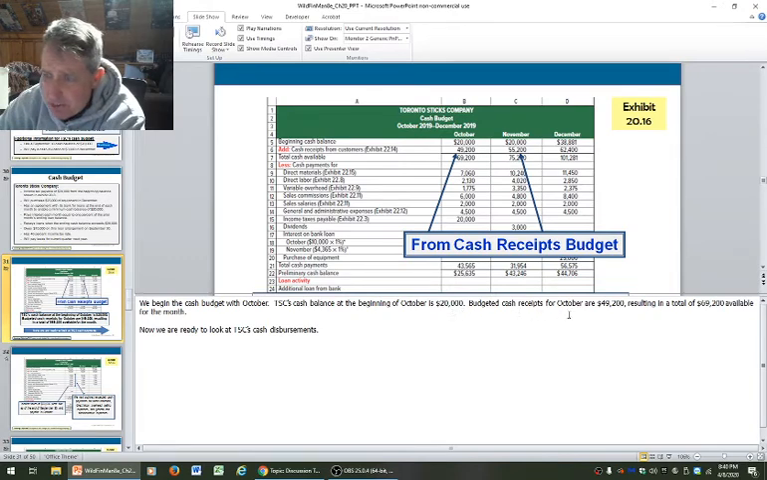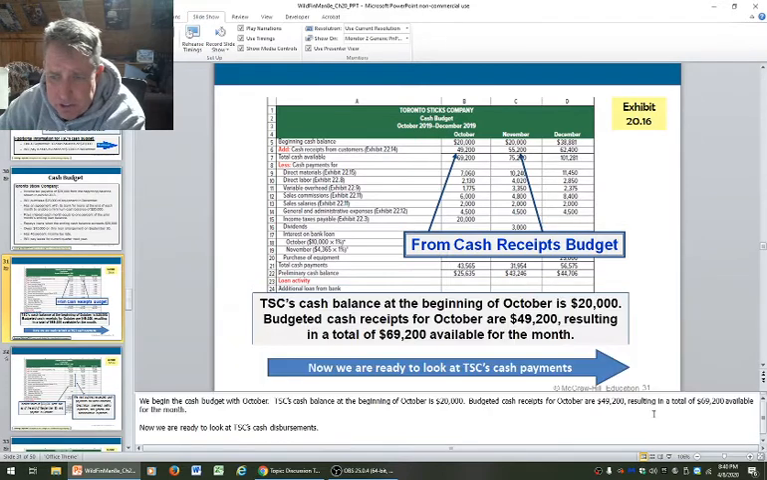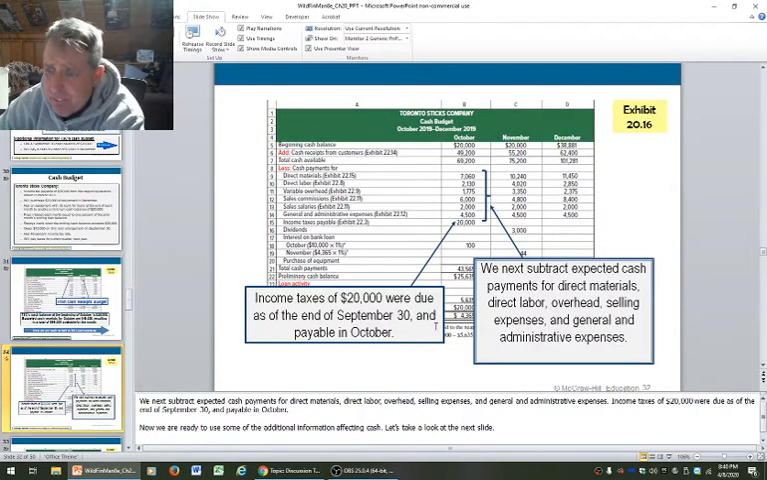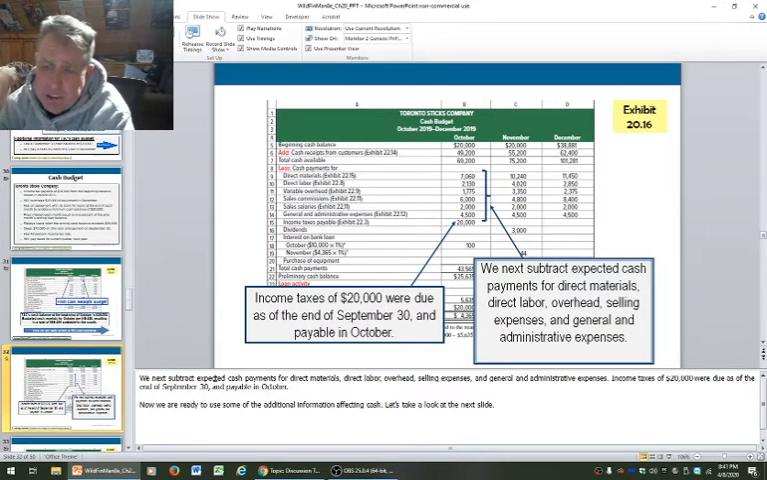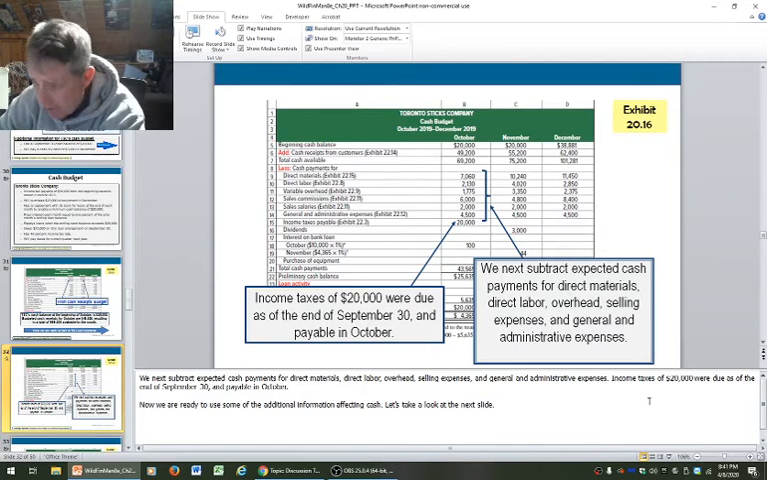20,000 budgeted cash receipts for October of 49,200, resulting in a total of 69,200 available for the month. Now we're ready to look at their disbursements. We next subtract expected cash payments for direct material, direct labor, overhead, selling expenses, G&A, general and administrative. Income tax of 20 grand was due September 30th, but not payable till October.